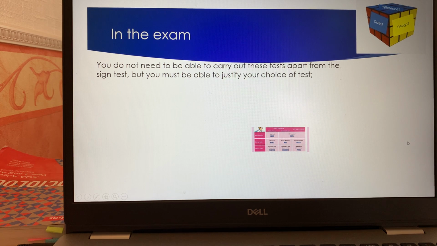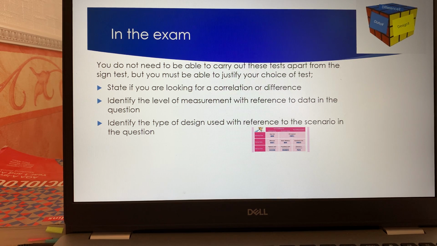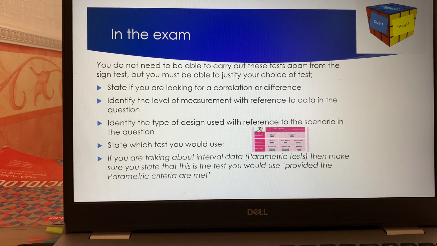So like I said, in the exam, you don't actually have to carry out any of these tests. You just have to justify your choice of test. So you'll just have to say, this is a test of difference. The level of measurement used is nominal. The type of design used is repeated measures or independent groups. And then say, therefore, a chi-square would be used.